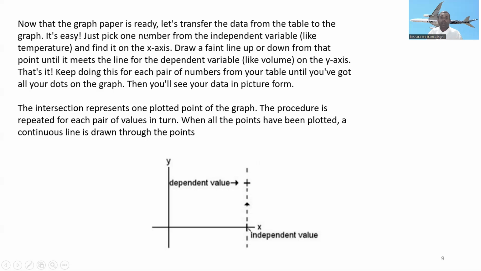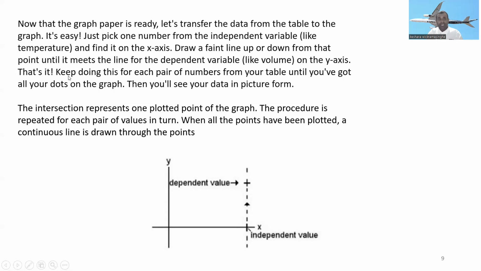Now that the graph paper is ready, let's transfer the information to the graph. It's easy: just pick one number from the independent variable, like temperature, and find it on the x-axis. Draw a faint line up or down from that point until it meets the line for the dependent variable, like volume on the y-axis.